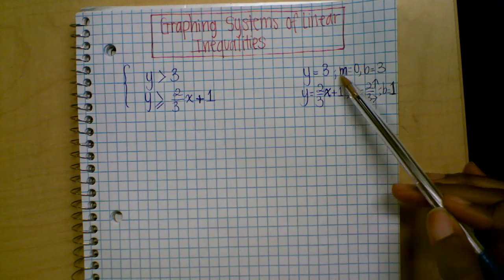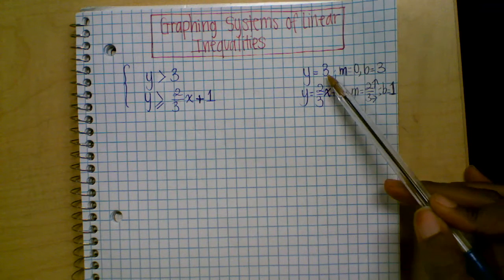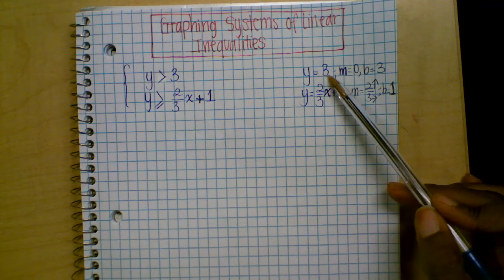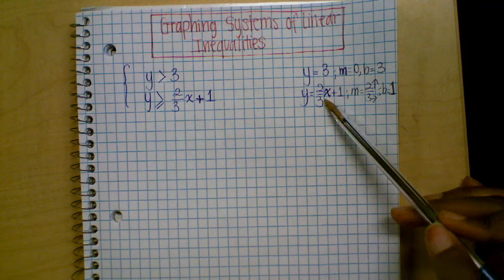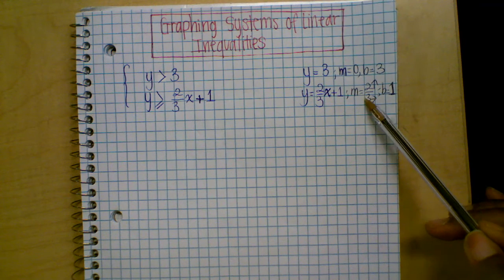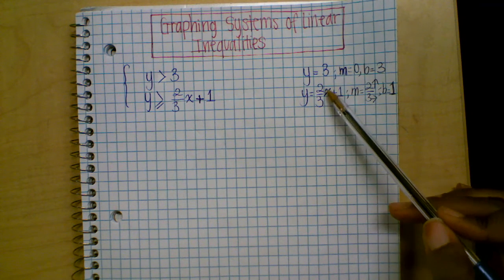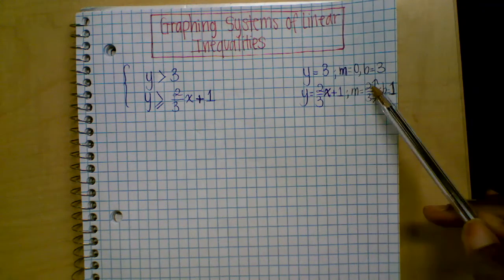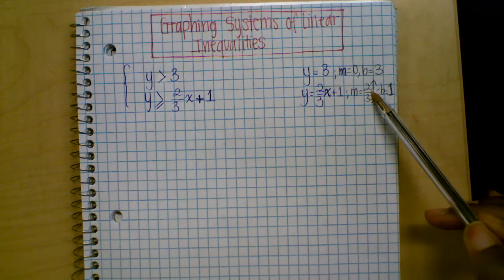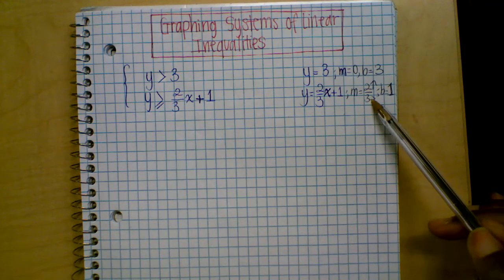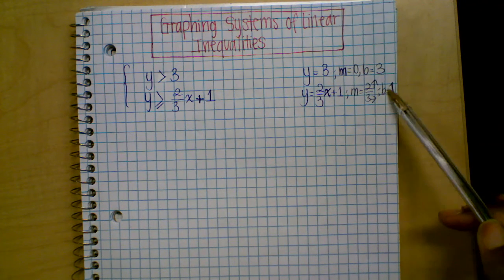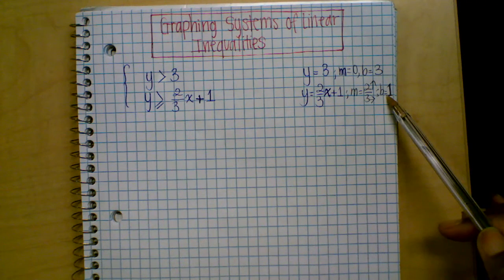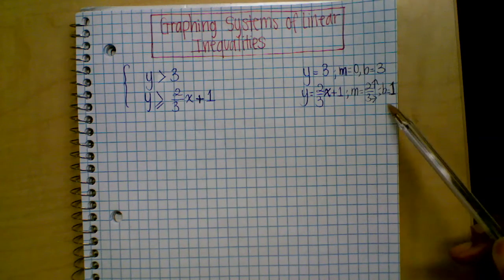So I wrote each inequality as an equation. For the first one, you can see that the slope m is 0 because there's no term with the x, and the y-intercept is 3. The number by itself is always the y-intercept. The second one: the slope is 2/3, the number in front of x. Because the rise is positive, you're going to go up 2, and because the run is positive, you're going to move to the right 3. You start at the y-intercept of b equals 1. We always start at the y-intercept.